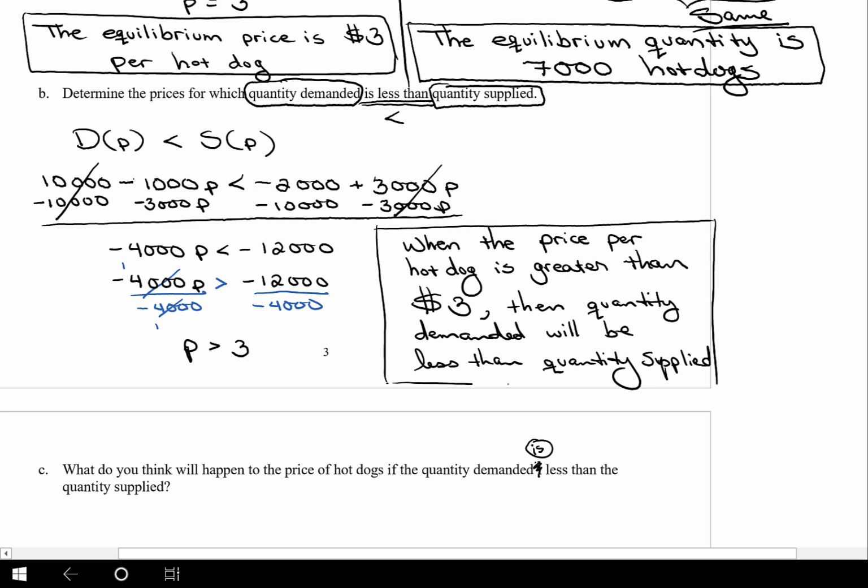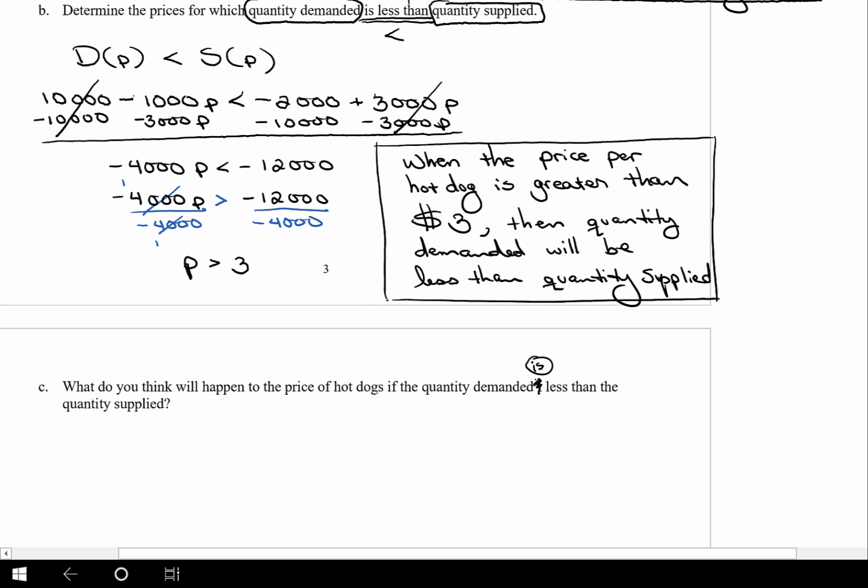Okay, C. What do you think will happen to the price of hot dogs if the quantity demanded is, and there was a little, I made a mistake here. So if you guys could fix it on your handouts, if you guys printed the handout that I had uploaded, this should have been an is here. I think it just had like a capital I. So make sure you replace that with an is. What do you think will happen to the price of hot dogs if the quantity demanded is less than the quantity supplied?